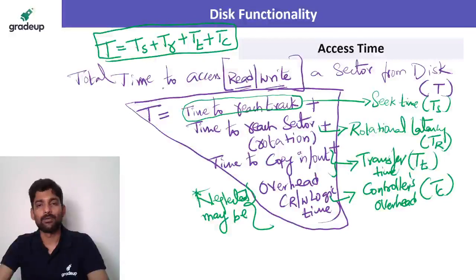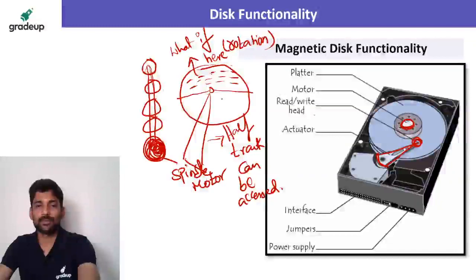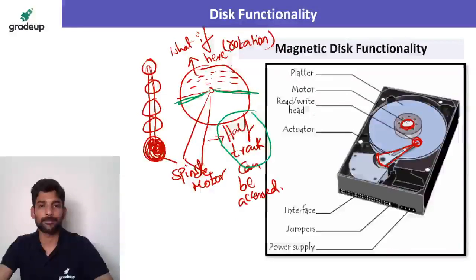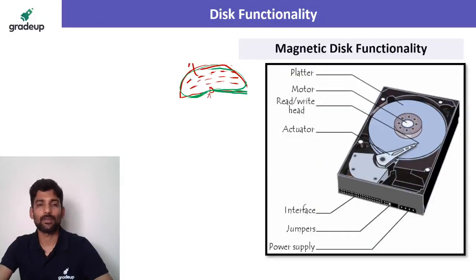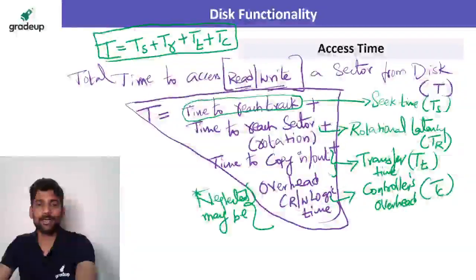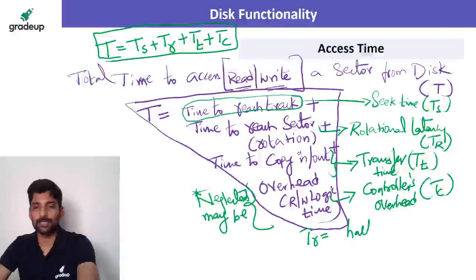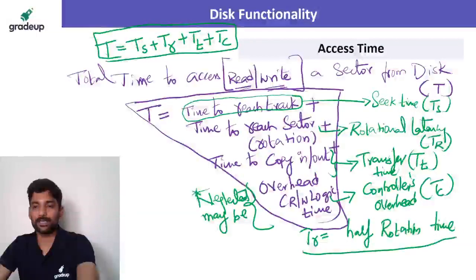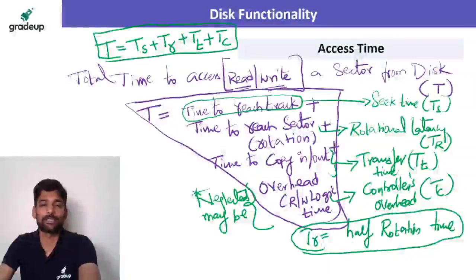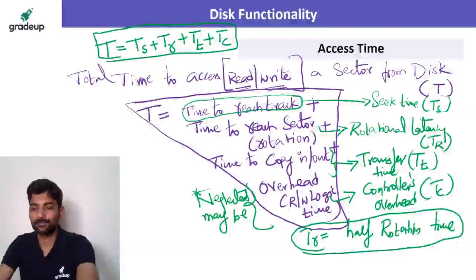And I just said, whenever the axis is placed on the surface, at any given time it can scan half a track, right? So if the data is on the other half, how much rotation is required? Half a rotation is required. So what is the average rotational latency we can say here? TR is equal to half rotation time. The average rotational latency will be half rotation time, right?